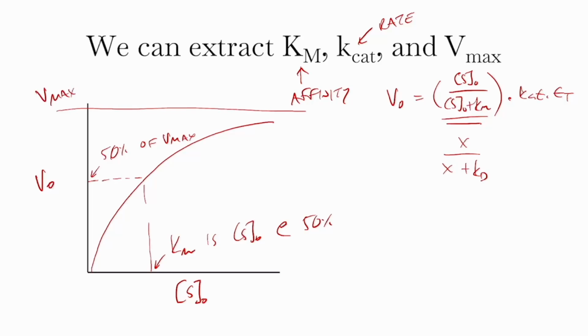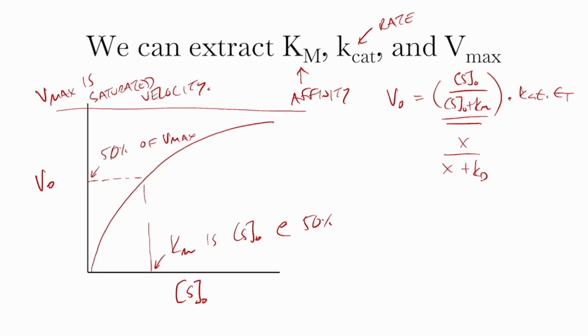Vmax is saturated velocity. That's when all of your enzyme is bound up with substrate. There's nothing limiting it other than the amount of enzyme around and the rate of the reaction. That is the Vmax. It would be the equivalent of theta equals 1. It's the point where the enzyme is fully saturated.